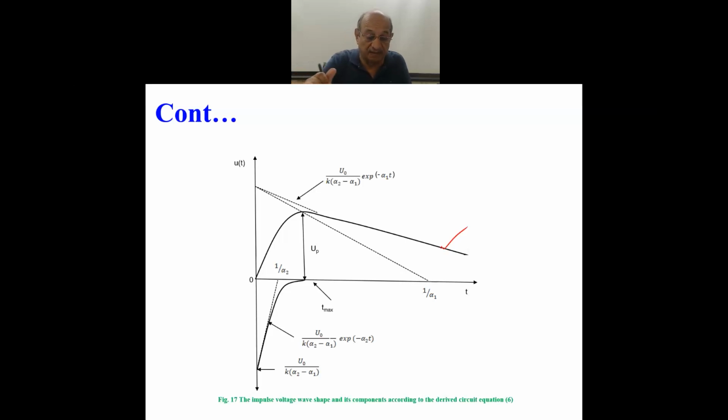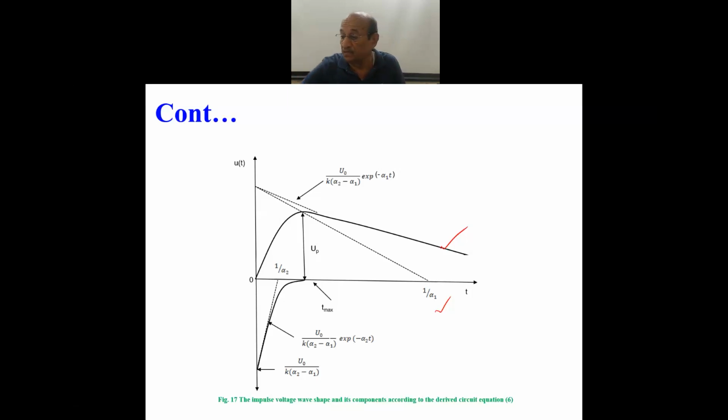As you can see, 1 upon alpha 2, the time constant, determines the rise or the wave front of the wave, and 1 upon alpha 1, the time constant, determines the decay. The whole circuitry can then be designed in such a way that the time required to reach the peak and decay to 50% value, as defined, is of your choice.